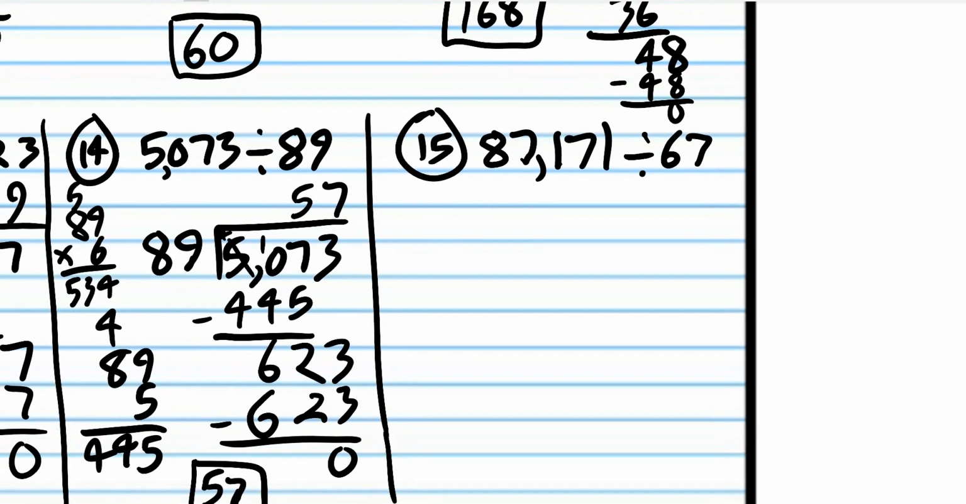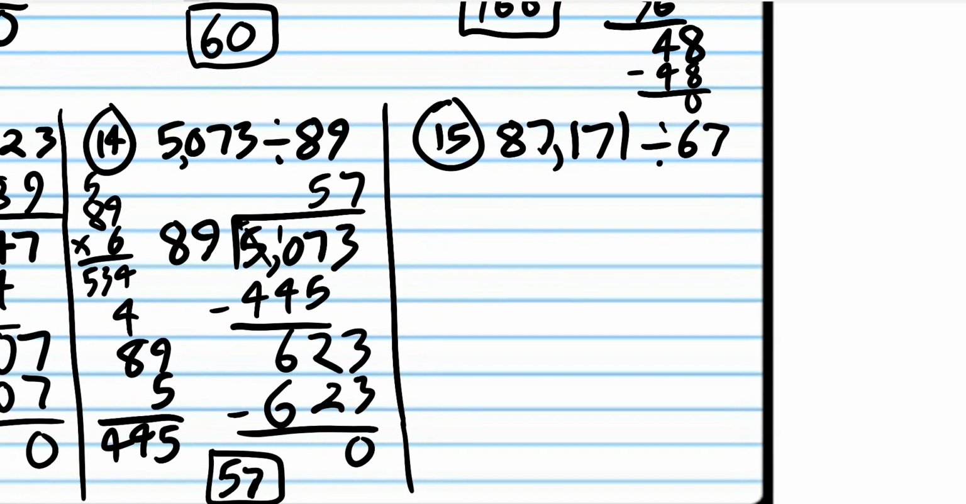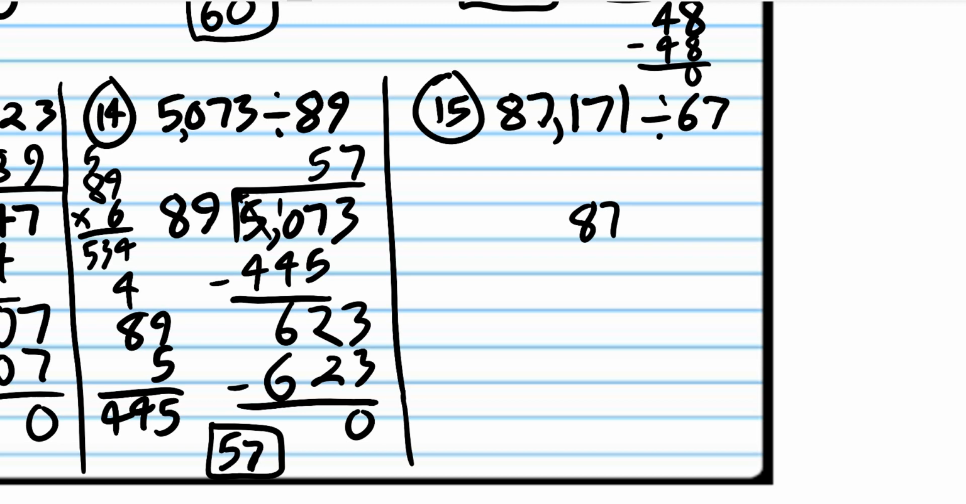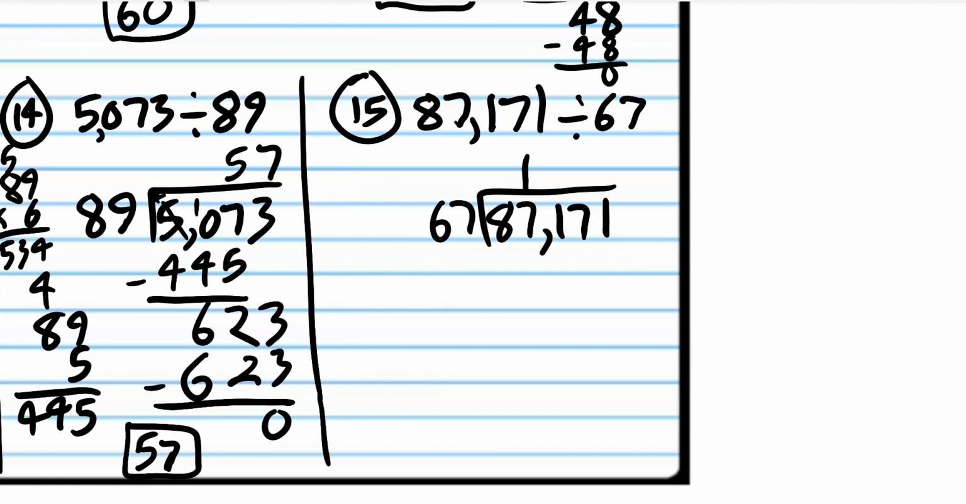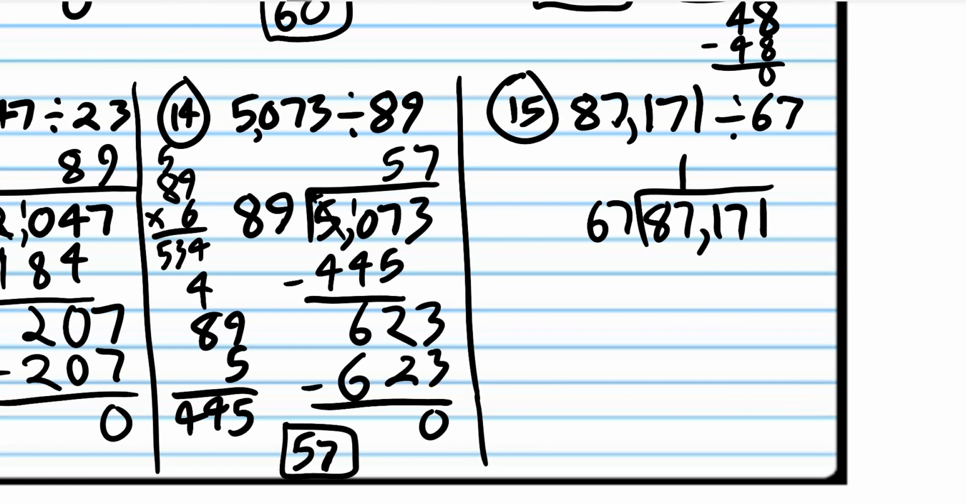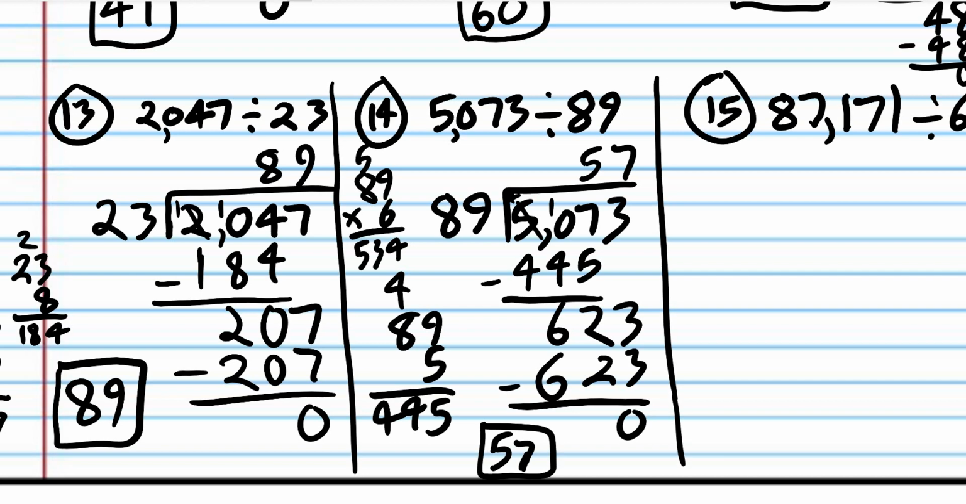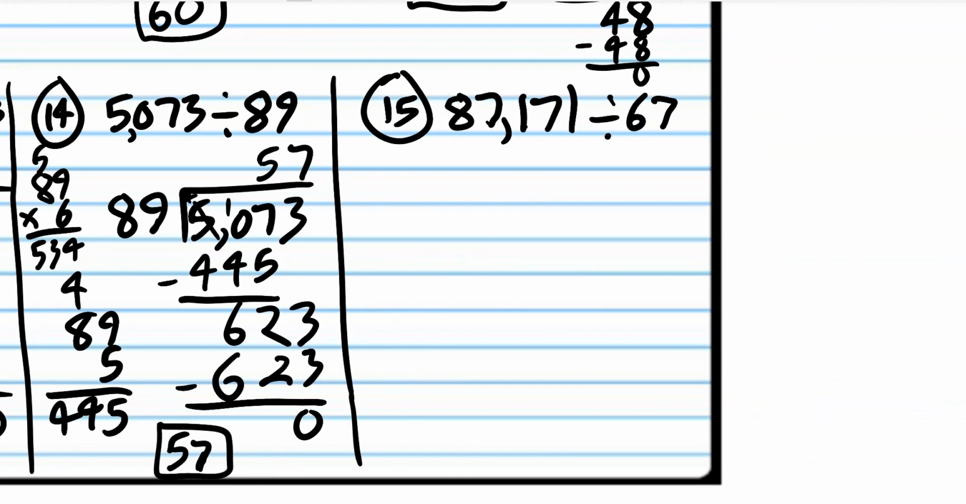So why don't you try 15, and when you come back, we'll do it together. All right, we're back. 87,171 divided by 67. 67 doesn't go into 8, but it does go into 87. 67 goes into 87 one time. All right, let's go on to the next problem. Number 15. We're going to do one more together before you try one on your own.